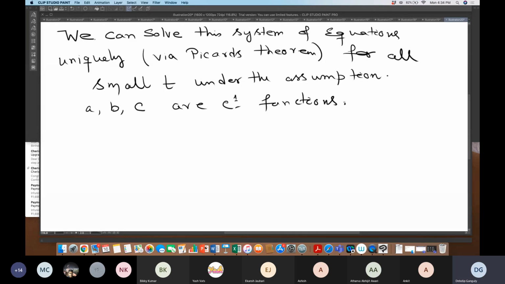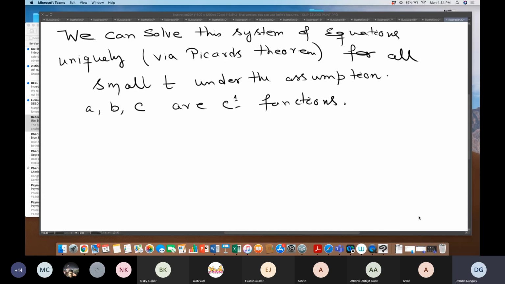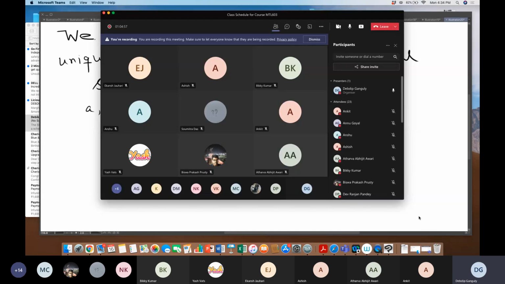Okay, you know this, right? When there is a Lipschitz condition, then you can solve this ODE with local existence and uniqueness in a small neighborhood. Do all of you know? Yes, sir. Others, Ashish, Ekans, Anshu, Ankit, do you know? Shomitra, all of you know? Yes, sir.